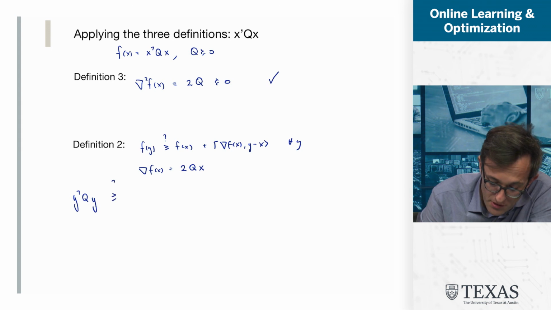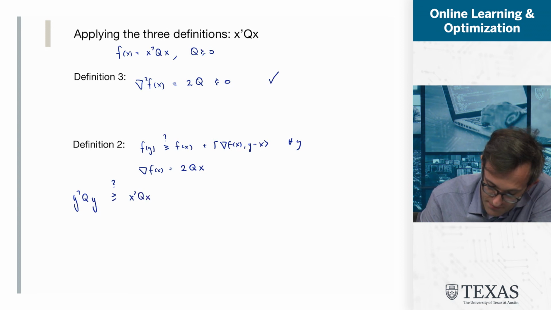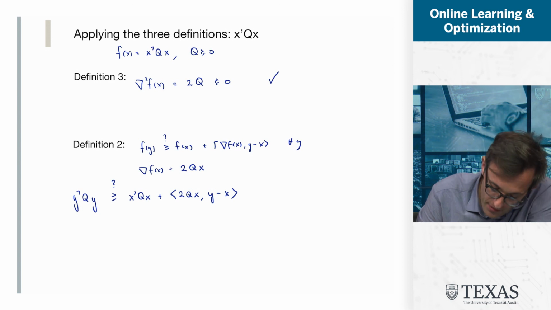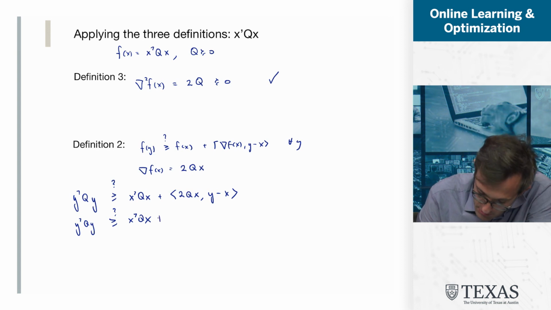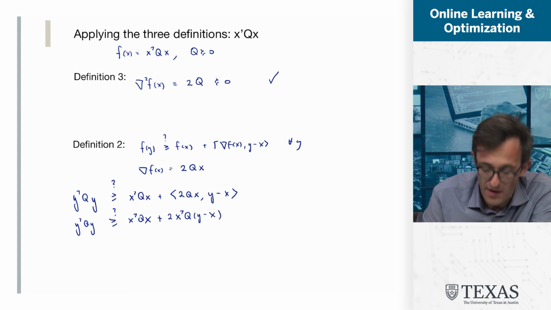And I need to check, so I'll keep this question mark here, whether or not this is greater than or equal to f of x, x transpose qx, plus the gradient, twice qx times y minus x, and whether this relationship holds for all y. Writing it out, this is y transpose qy, question mark, x transpose qx. Remember that u inner product with v is u transpose v. So this is equal to twice x transpose q transpose, but q is symmetric, so q transpose equals q, times y minus x. Let's bring everything over to the left.